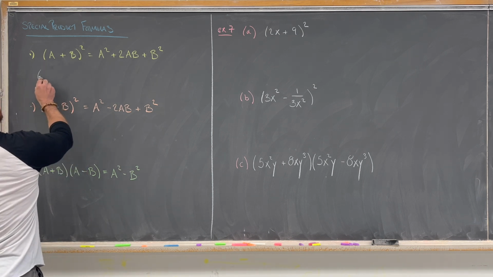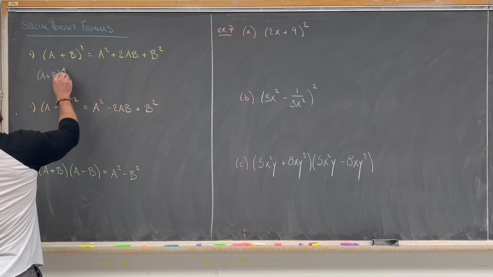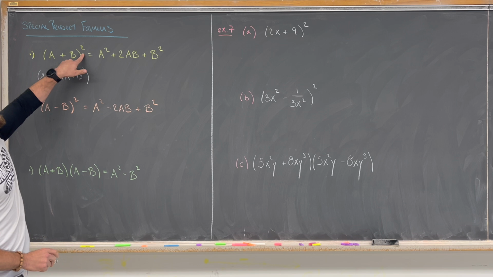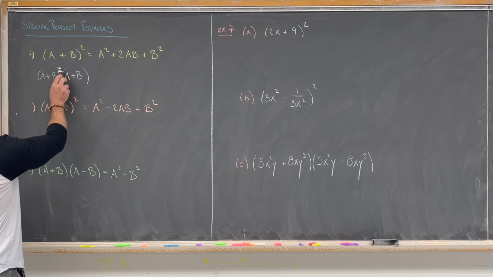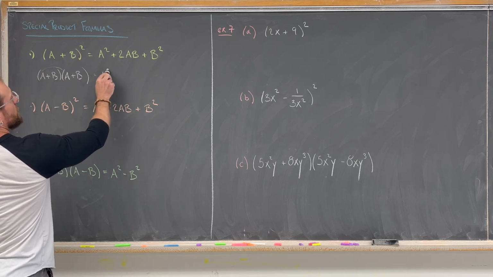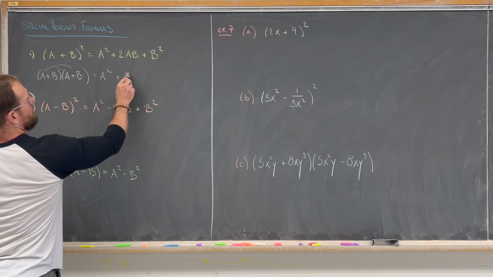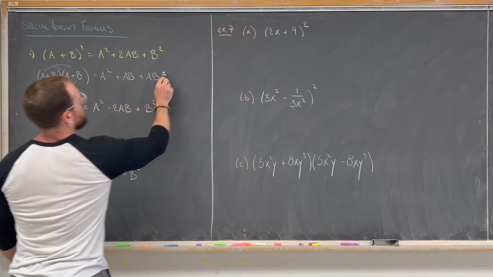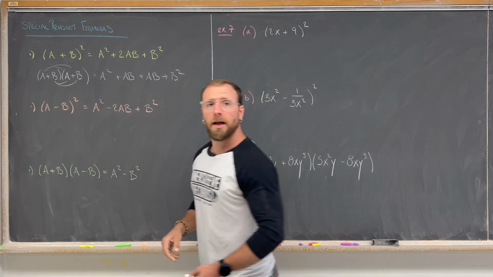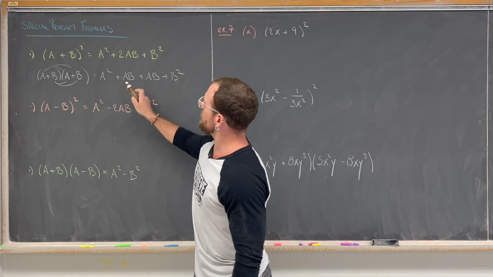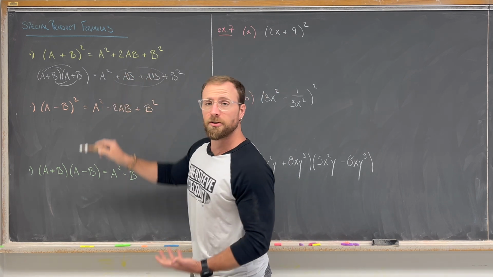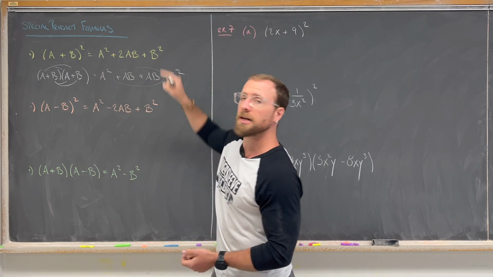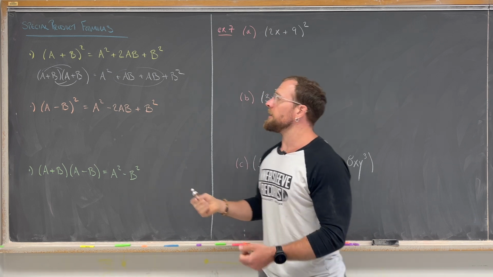Now that, of course, means a plus b times a plus b. That's what that exponent of 2 means. And if we perform the distribution, we'll find out that that gives us an a squared plus an ab plus another ab plus b squared. Okay, that's just foiling this out. And the 2 terms here are similar terms that combine to be 2ab. So we get a squared plus 2ab plus b squared. We can use that formula now.